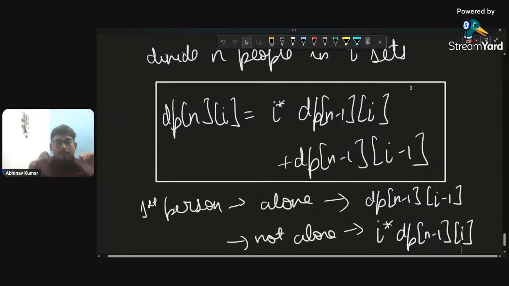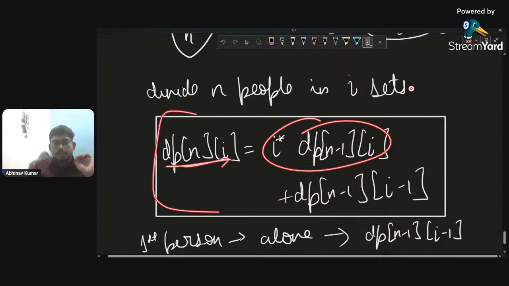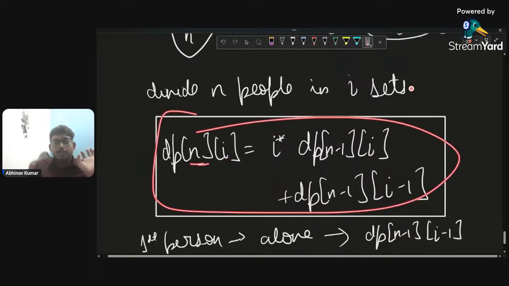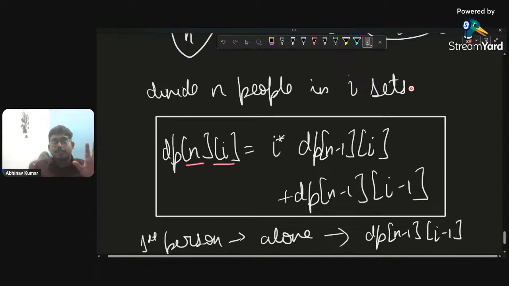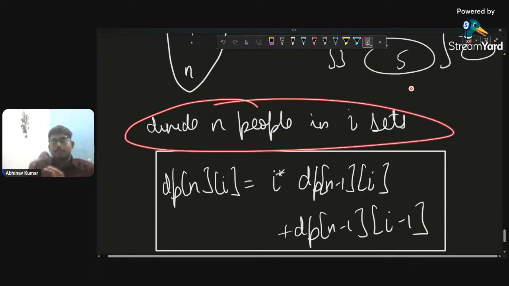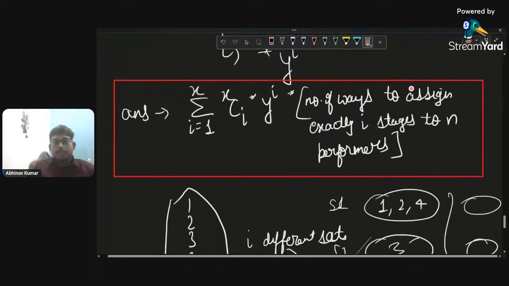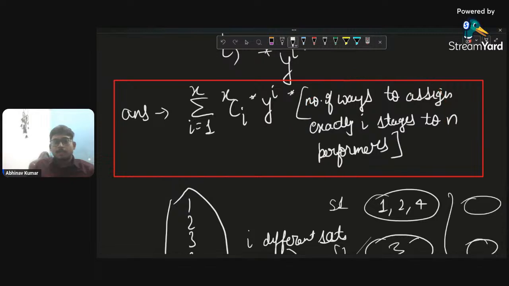So once you have understood this, that means this transition is order of one. So in n into i times, I can compute for all n into i. Now, in my formula, I can replace this number of ways to assign i stages to n performers. What would this thing be replaced by?